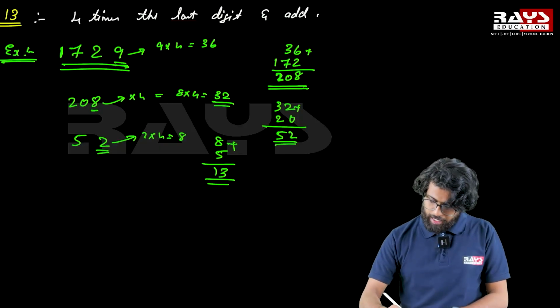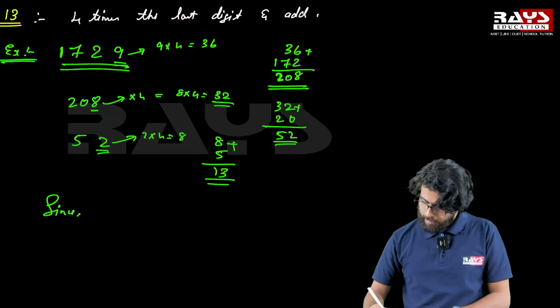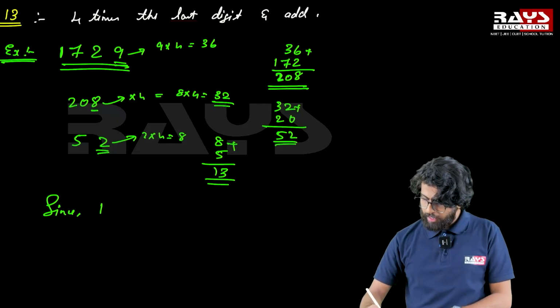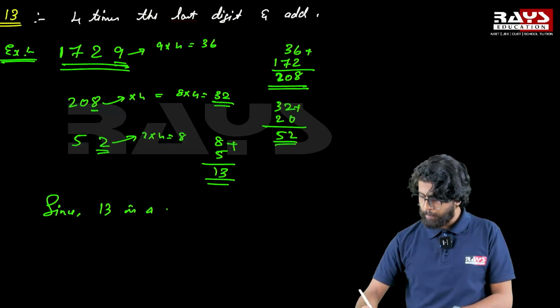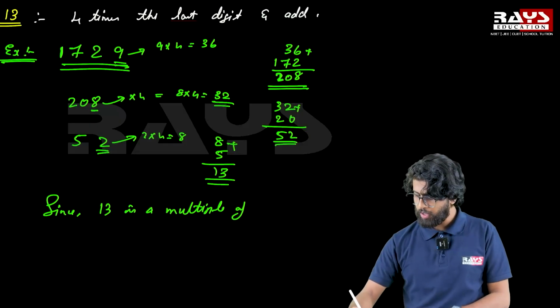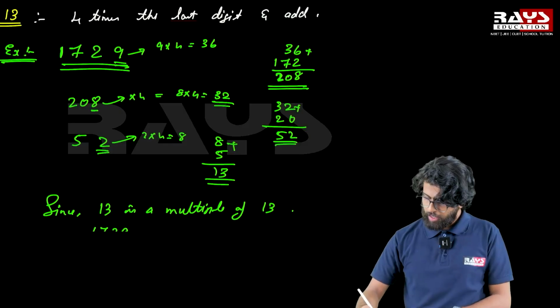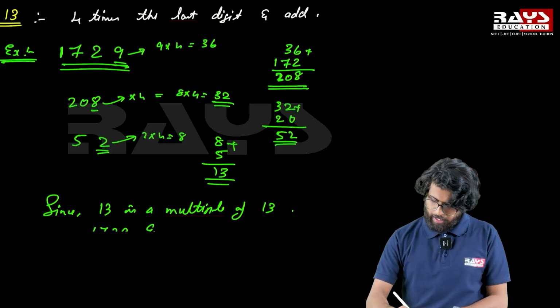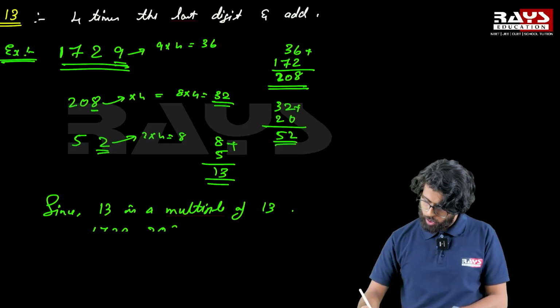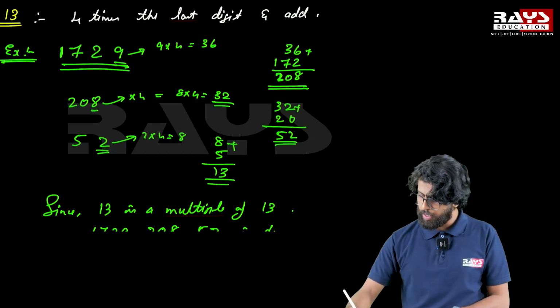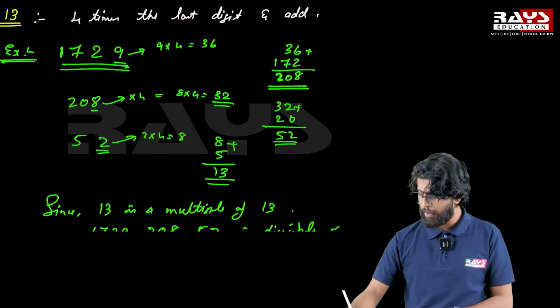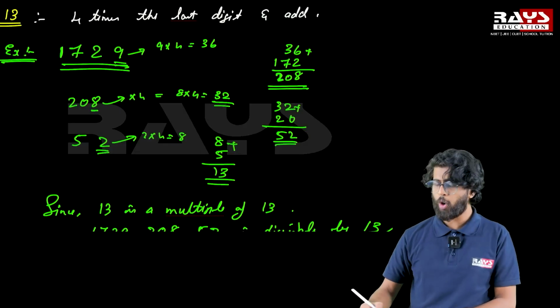So we can say since 13 is a multiple of 13, 1729 and everything that we have written, 1729, 208, 52, is divisible by 13. Okay, I hope it is very clear.